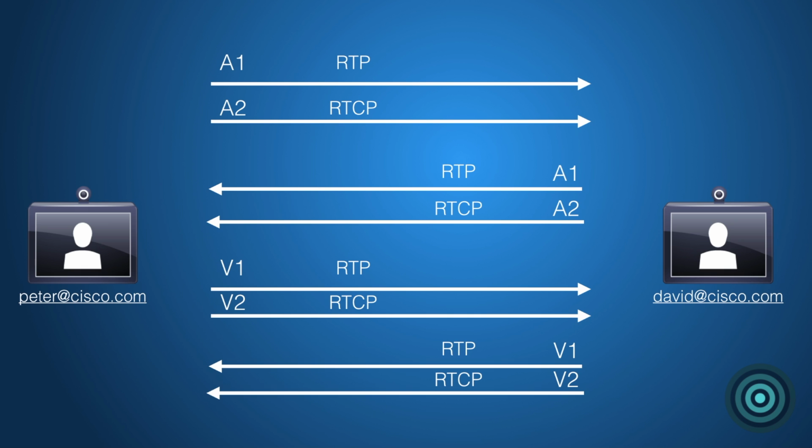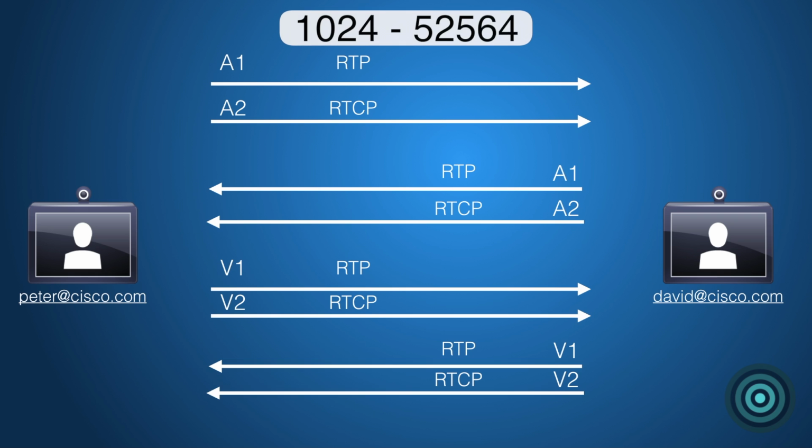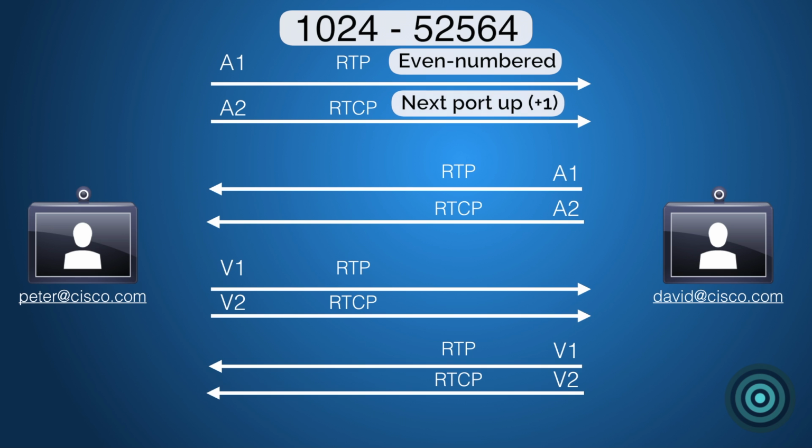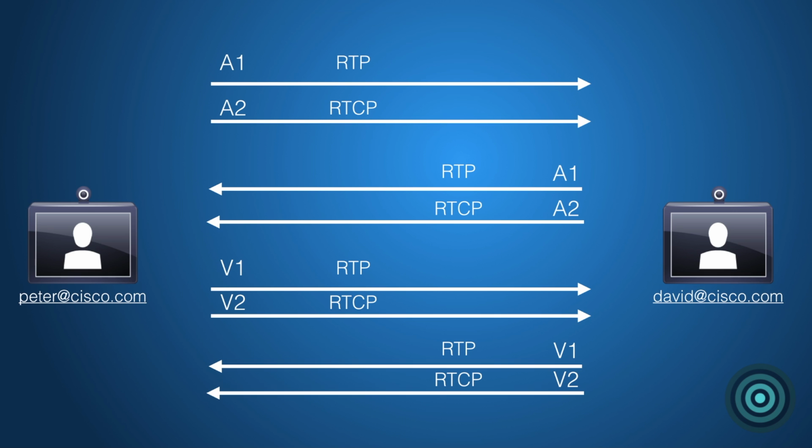Now this is somewhat arbitrary, but there are a few parameters that it has to go by. One, the endpoint's going to choose a port between 1024 and 52564, somewhere in that range. Two, we know that RTP will always be on an even numbered port, and RTCP is always going to be the next port number up. In other words, it's always going to be odd. Okay? So in this case, RTP is on 19088, and notice that's an even number. So we know that RTCP for the stream is being carried on 19089.